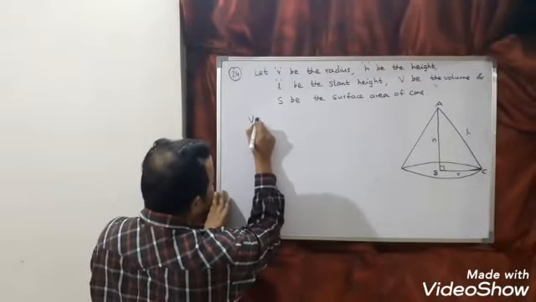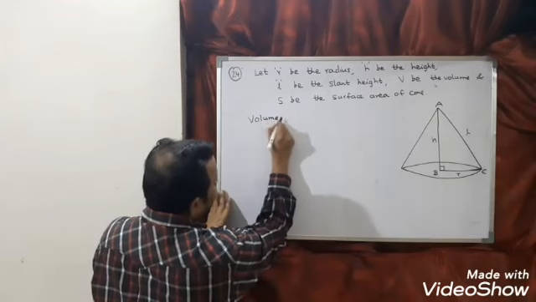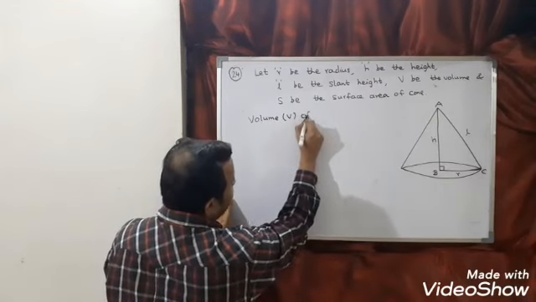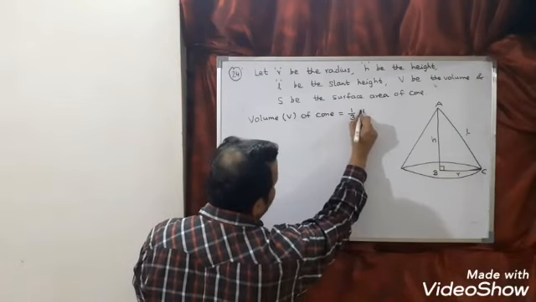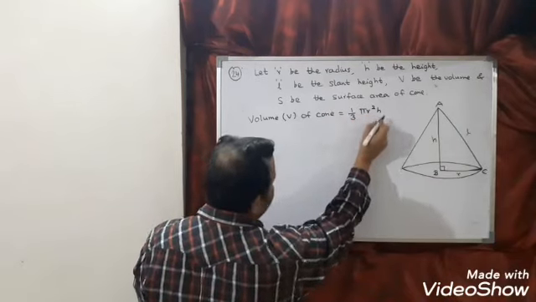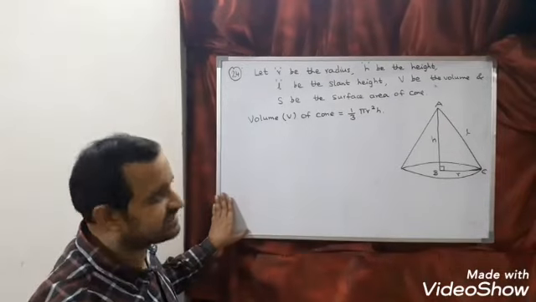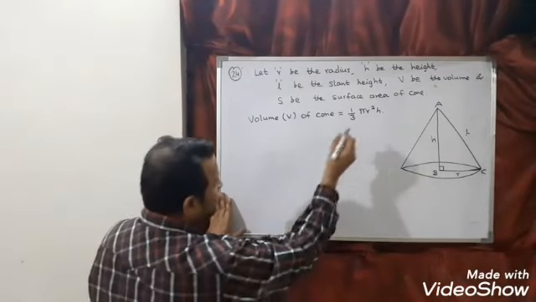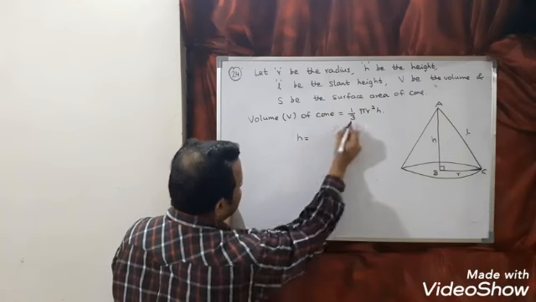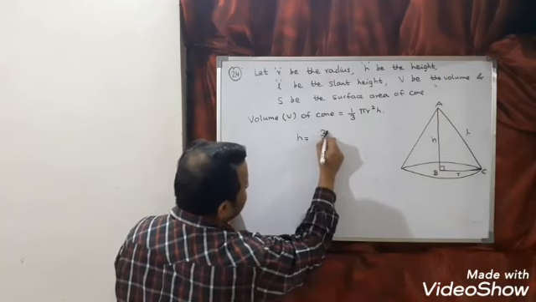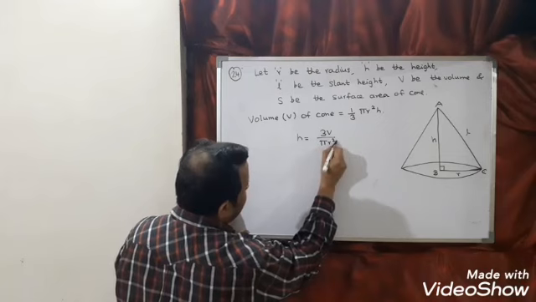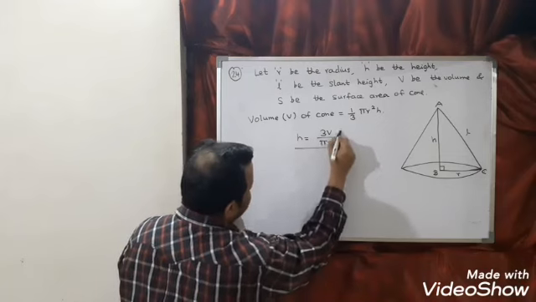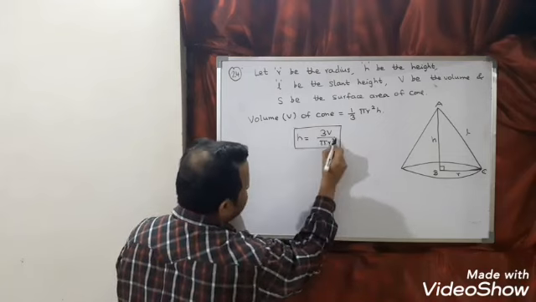What is the volume? Here I can say volume of cone. What is the formula to find volume of cone? It is 1 by 3 pi r square h. What is the height here? H is nothing but 3V divided by pi r square. So this is the value of h.